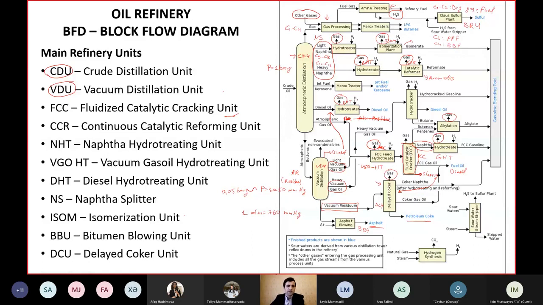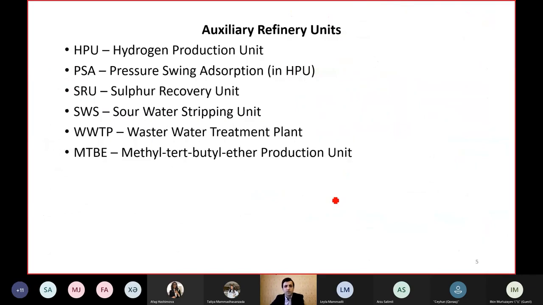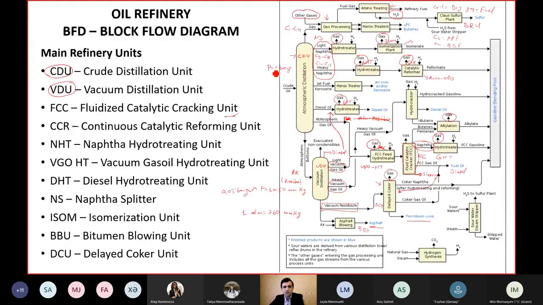Okay, just as side information, these are the main units, but we also have some auxiliary refinery units, which are the hydrogen production units. Why do we need hydrogen? Because hydrotreating means treating with hydrogen. For these units, we need hydrogen. You can see hydrogen here. And this hydrogen comes from the catalytic reformer.